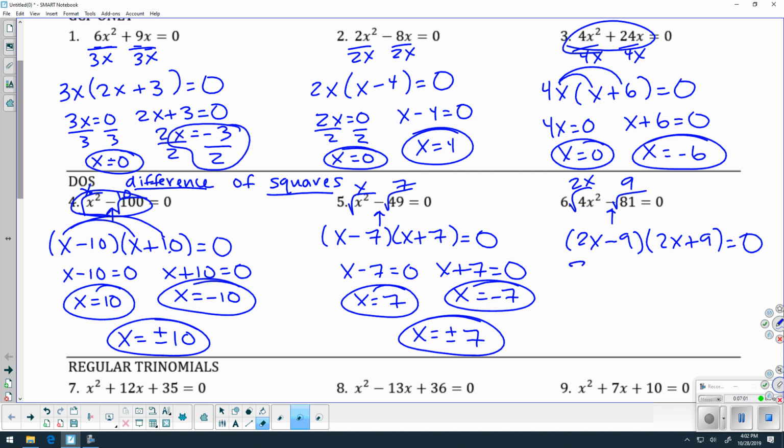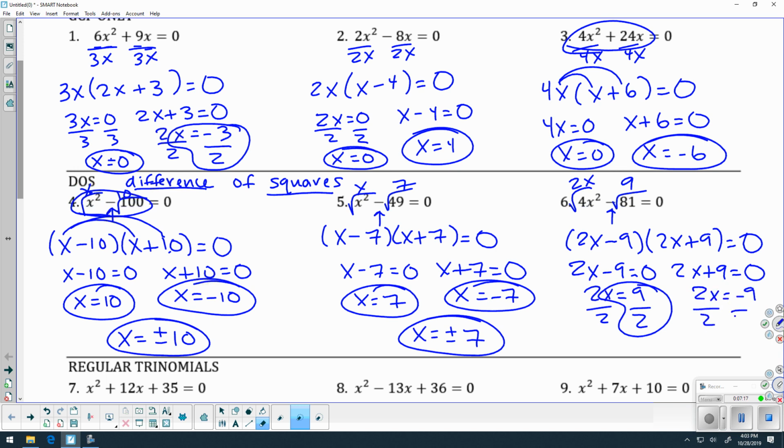So set each one equal to 0, 2x minus 9 equal to 0. Set 2x plus 9 equal to 0. Solving, you'd have to add the 9 and then divide by 2. So we get positive 9 over 2. Then we'd have to subtract the 9, then divide by 2. So we get negative 9 over 2. So there's our two solutions.